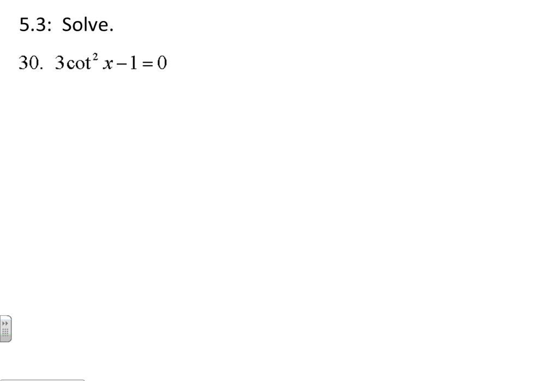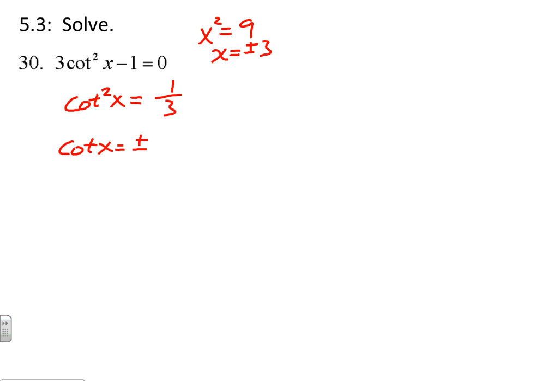We're going to isolate cotangent. I would start perhaps by saying cotangent squared of x equals, I need to add 1 and divide by 3. And then to get cotangent alone, careful here, cotangent of x equals, take the square root of both sides. But if I had x squared equals 9, I hope you would say that, oh, that means x equals plus or minus 3. So cotangent of x equals plus or minus square root of 1 on square root of 3.